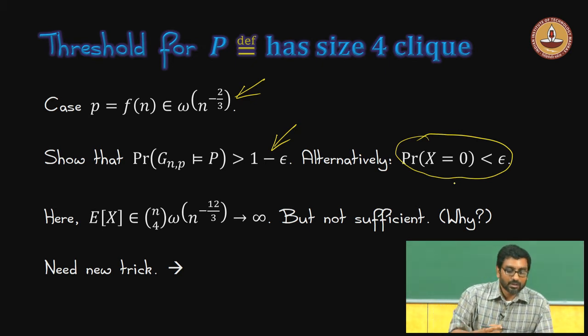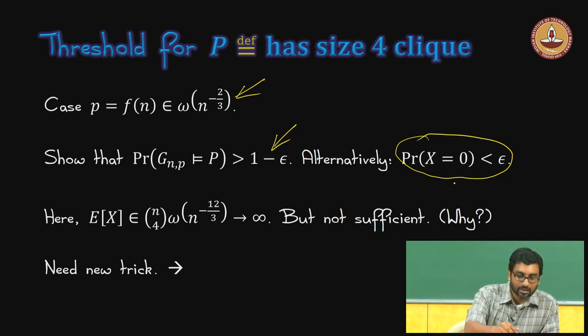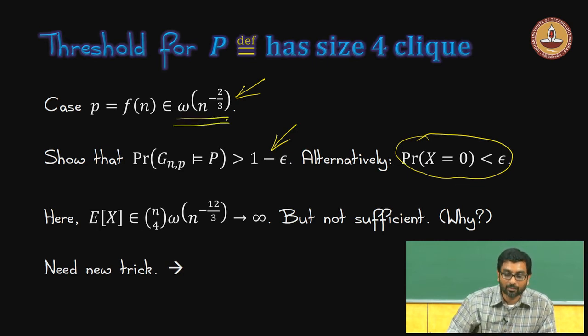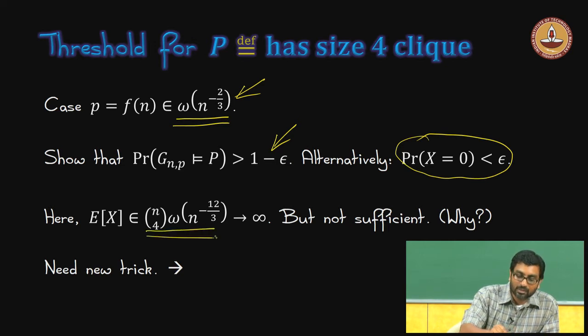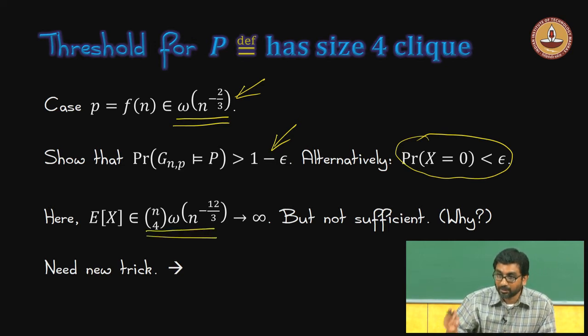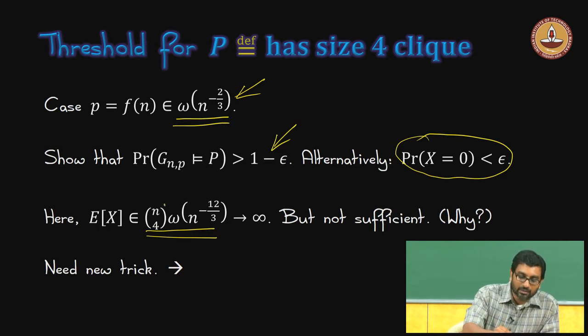So, now here let us look at the expectation of X. In this case, remember, the p value is little omega of n to the minus 2 by 3. So, when you plug it into that formula, remember we said n choose 4 times the expectation of each individual Xi, you get this quantity. See, this is n to the 4, and this is going to be little omega of n to the minus 4.